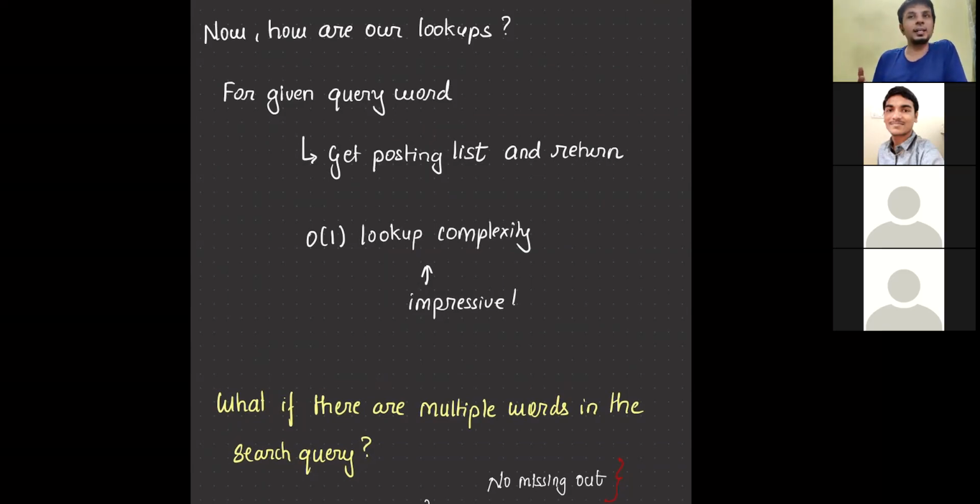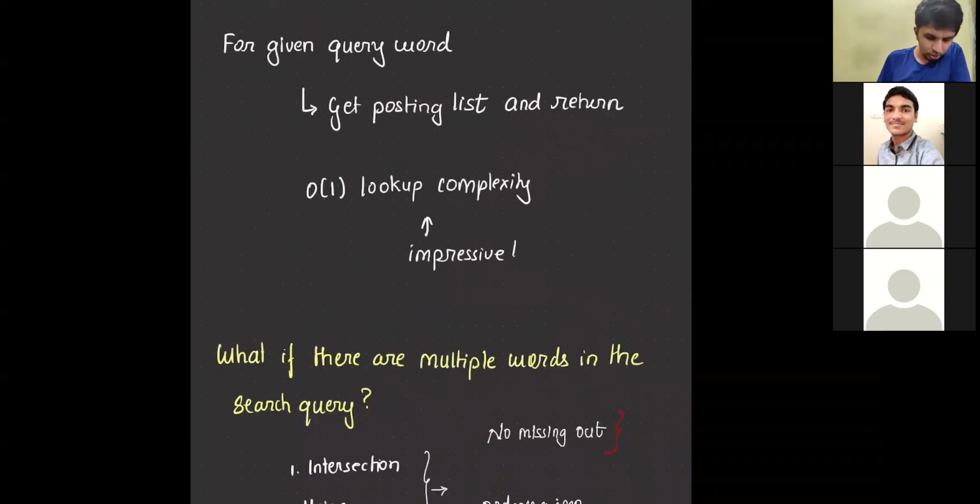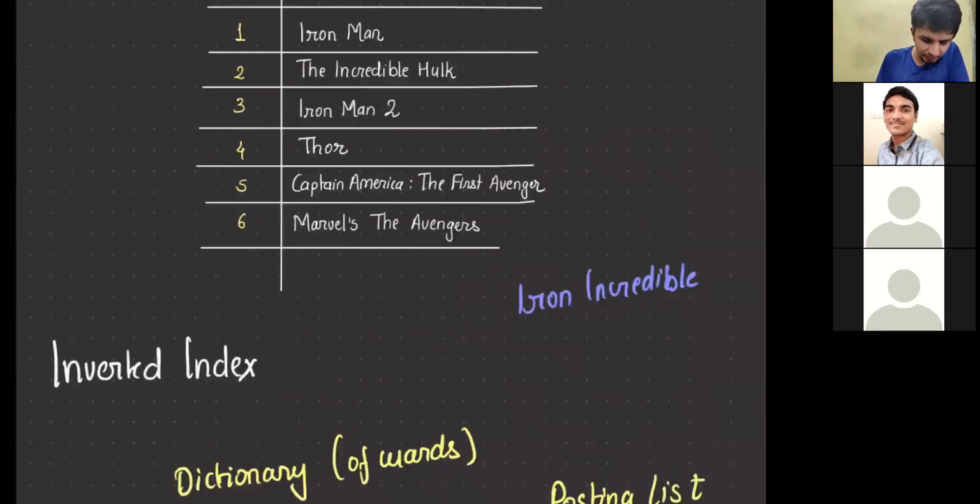Now let's add complexity. What would we do when we have multiple words? What if someone searches for iron incredible or iron man? How would we handle that? Search for both and merge. You do an intersection? Yeah. Okay. So let's do this. If you do an intersection, let's take an example.